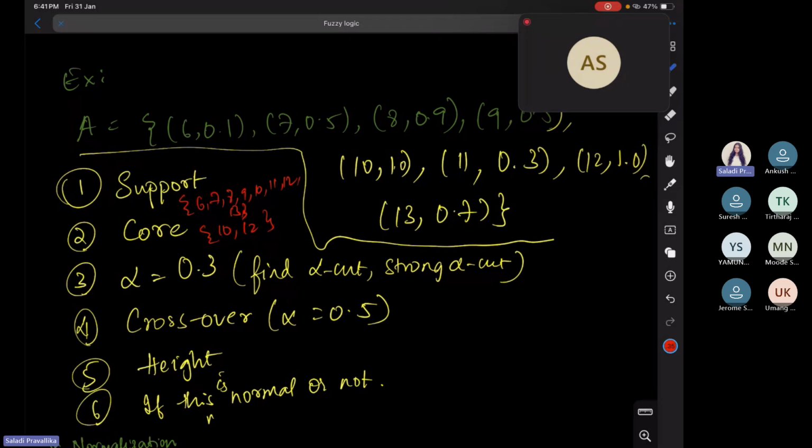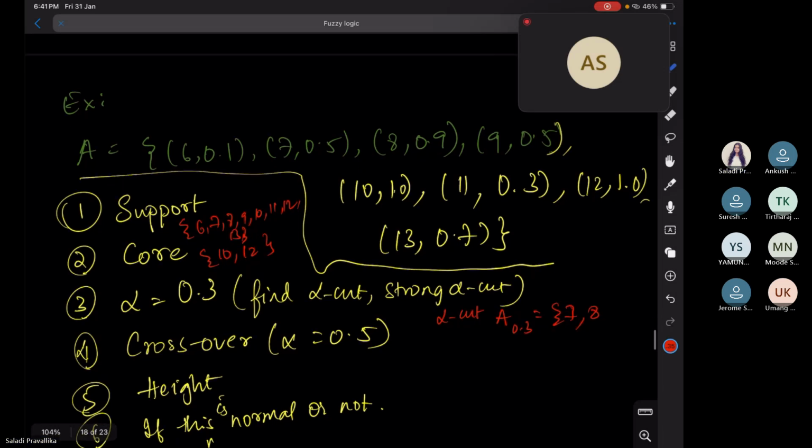So for alpha cut, A of alpha is 0.3. The set is equal to, we are not taking 6 because it is less than alpha. We are taking 7 because it's greater than alpha. We are taking 8 because the membership value of it is greater than alpha. And we are taking 9. Then we are taking 10, taking 11 because it is equal to alpha. And then we are taking 12 and then 13.